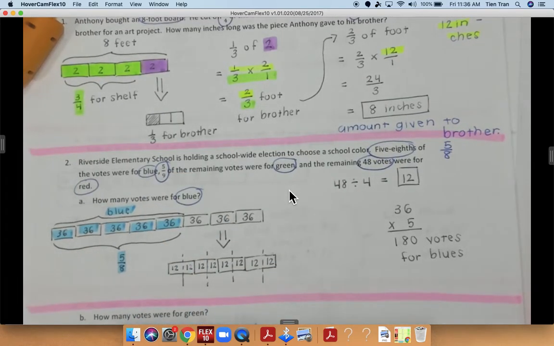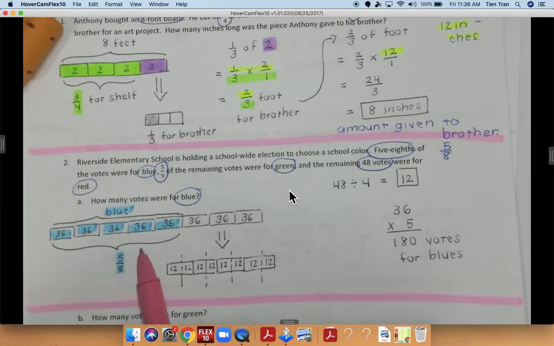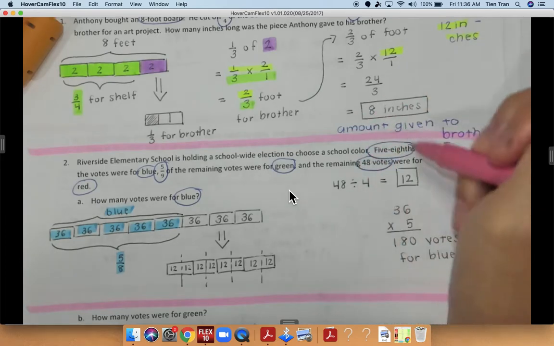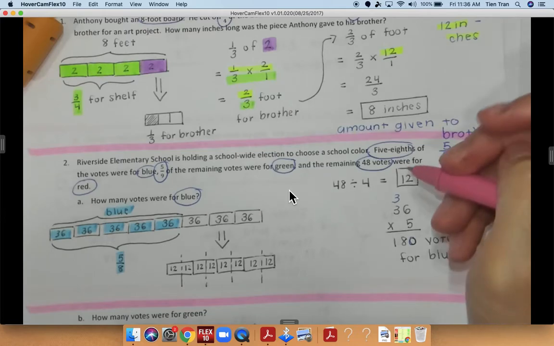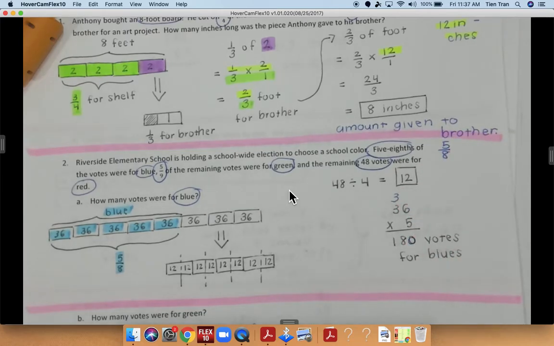Okay? Now, with that amount, what I'm going to do is multiply times 4. Sorry, times 5, because there's 1, 2, 3, 4, 5. 36 times 5. 6 times 5 is equal to 30. 5 times 3 is 15 plus 3 is equal to 18. So there's going to be 180 votes for blue.